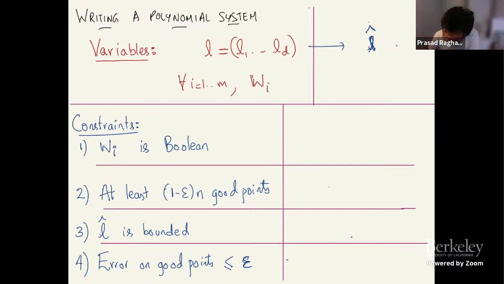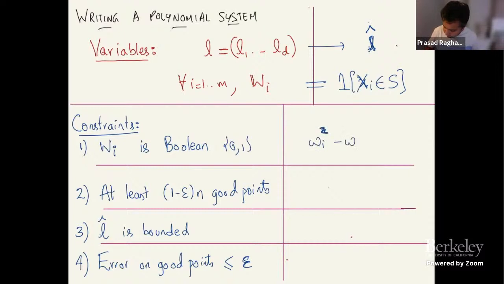So let's write that. wi is the indicator that xi is a good point. Of course, that's the intended meaning of the variable wi, and we'll write a polynomial system with this meaning. Now we start writing constraints of the system. Firstly, wi is an indicator, so it has to be Boolean, 0 or 1. The natural thing is to say wi squared minus wi equals 0. The only solutions to this are wi being 0 or 1, so that's good.